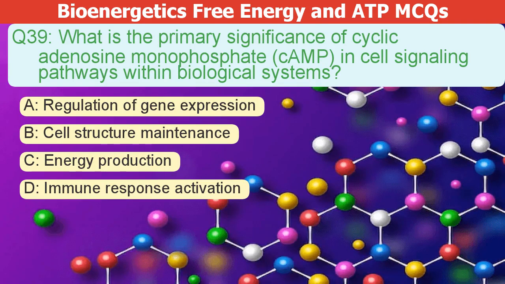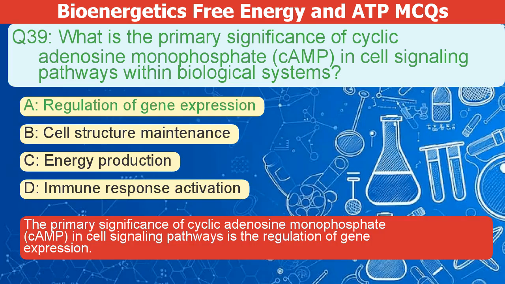What is the primary significance of cyclic AMP or cAMP in cell signaling pathways? A. Regulation of gene expression. B. Cell structure maintenance. C. Energy production. D. Immune response activation. The correct answer is A. The primary significance of cyclic AMP or cAMP in cell signaling pathways is the regulation of gene expression.